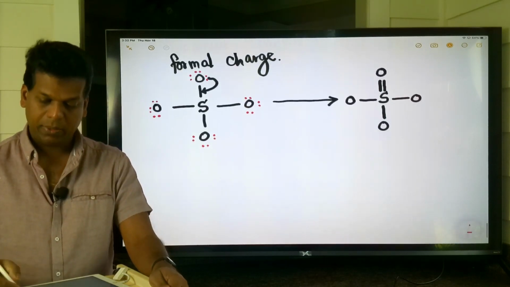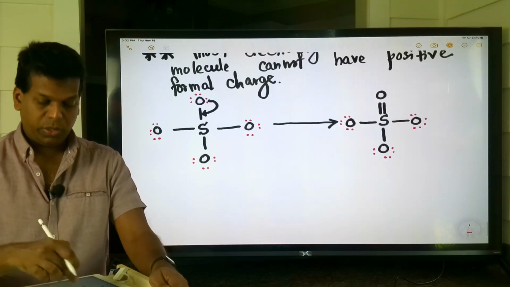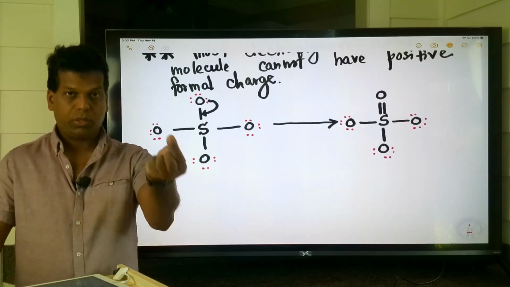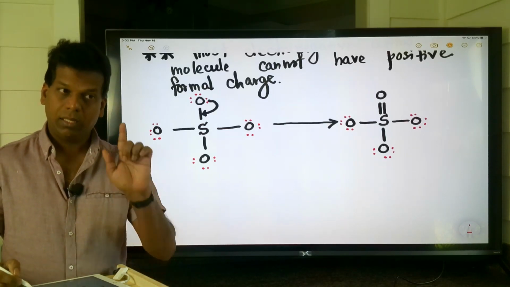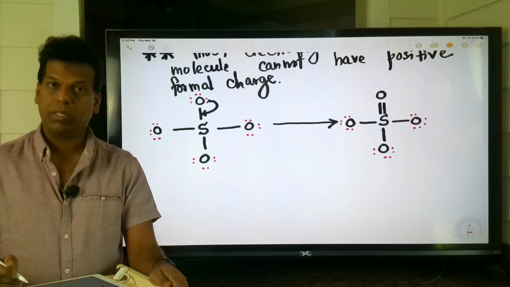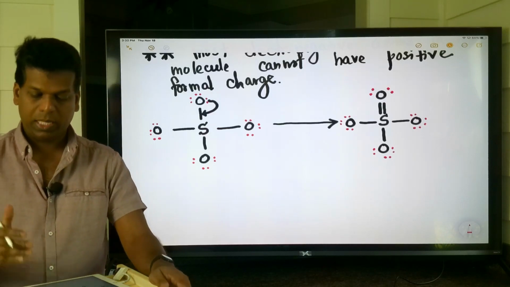So now what I have is, we did not do anything to these oxygens, and the one on the top, that oxygen we took a pair and shared with sulfur. That is how you made this second line, that double bond. Now this oxygen has 2 pairs left. So that is what you have.